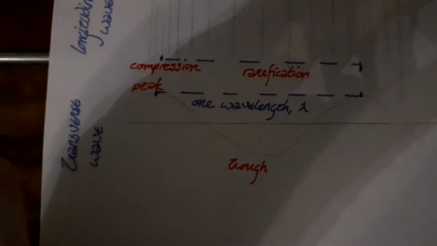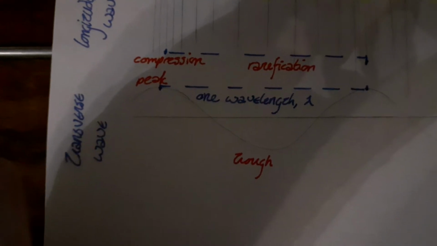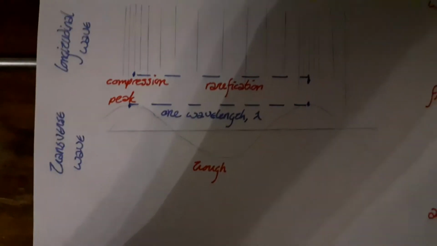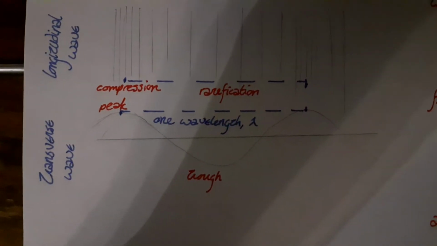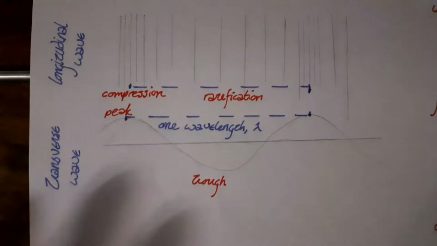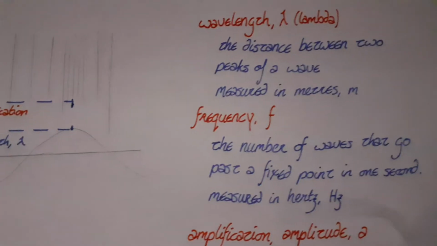So before we start looking at transverse waves in a little bit more detail, what we're going to do is just go through a few of these things. So I've put a little symbol there. It's the Greek letter lambda. You should have these written down already from Do It Now. You're going to need to write down these definitions as well.